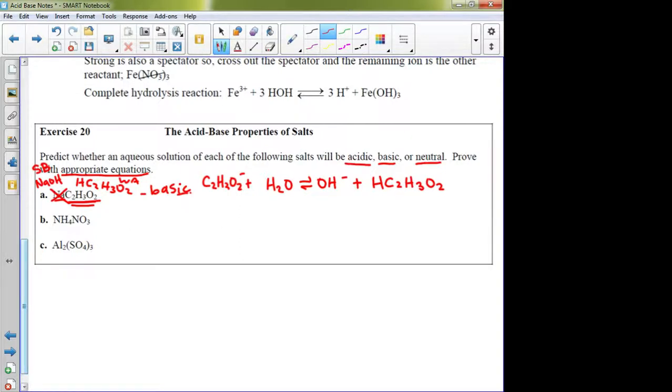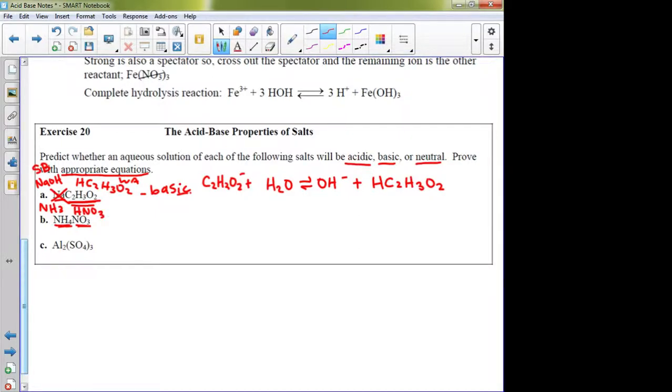So let's look at B. We've got NH4. Now remember, the first one always comes from my what? Base. What base does NH4 come from? Ammonia, which is NH3. Okay. So NO3 had to come from my acid, so that would be HNO3, right?